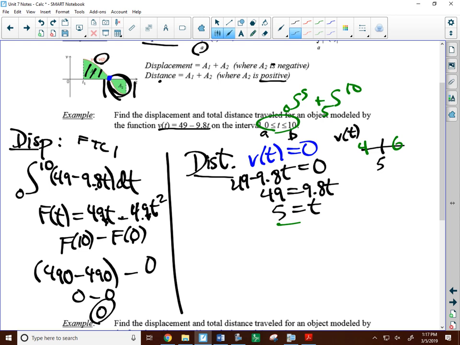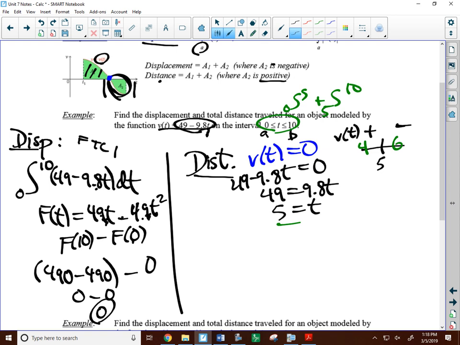All right, well, 4, I can plug in 4 here. This is v of t. 9.8 times 4 is going to be roughly about 38, less than 40, about 39. 49 minus 39 is going to be a positive number. Plug in 6, this is going to be roughly about 60, 58, 59. 49 minus 60 is going to be a negative number. It does change.